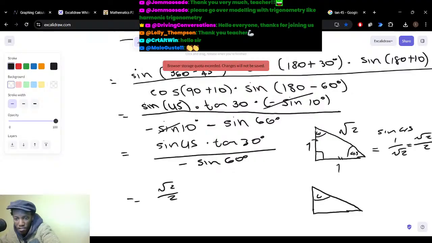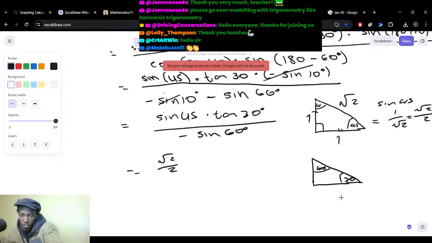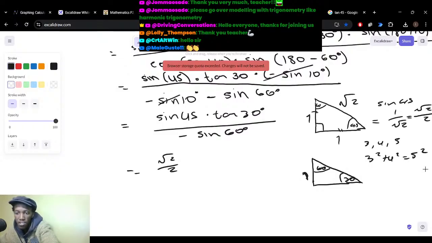Let's say this is 60 degrees. This will be 30 degrees, right? And let's say here at 30 degrees, this is 1. Also, guys, you must know Pythagorean triplets. For example, one of the triplets that are known is 3, 4, 5. Why? Because 3 squared plus 4 squared is equal to 5 squared.